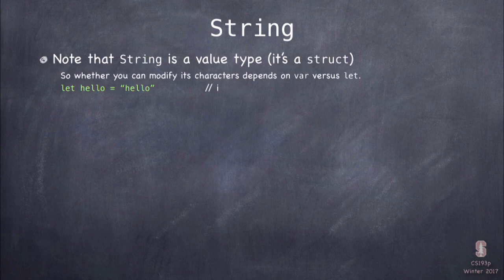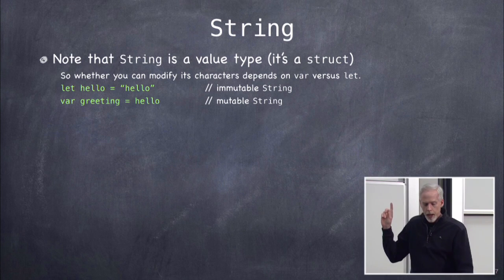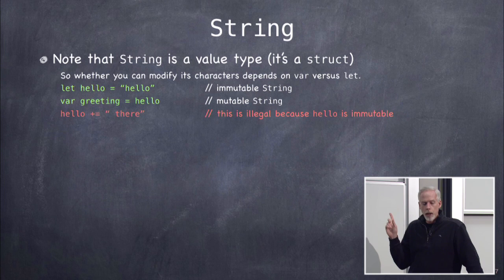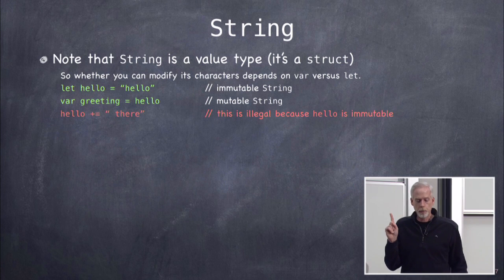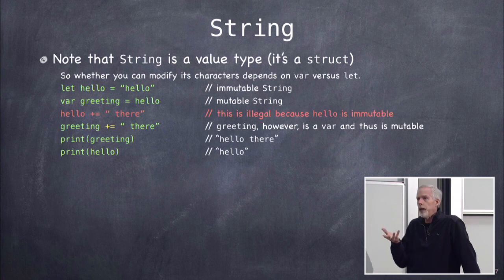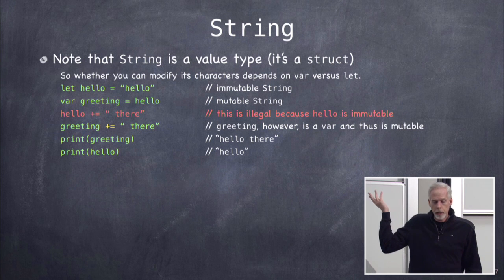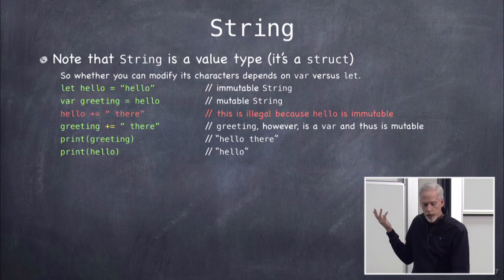Okay? Now, string is a value type. Okay? So when you do let versus var, if you do let, you cannot do things like append onto the string because it's immutable. Okay? Most strings in Swift are immutable. That makes it super high performance. Okay? But if you have a var, you can do greeting plus equals there, and so I can have hello there. Doesn't have any effect on hello, the let one, because that's immutable, right? Okay, so I can do that.